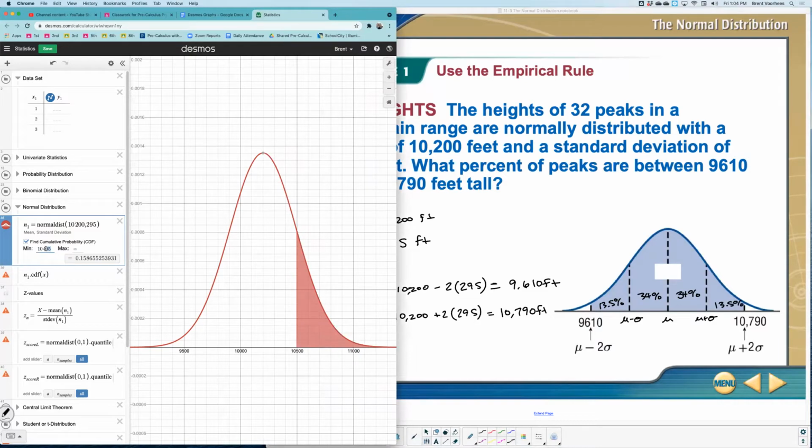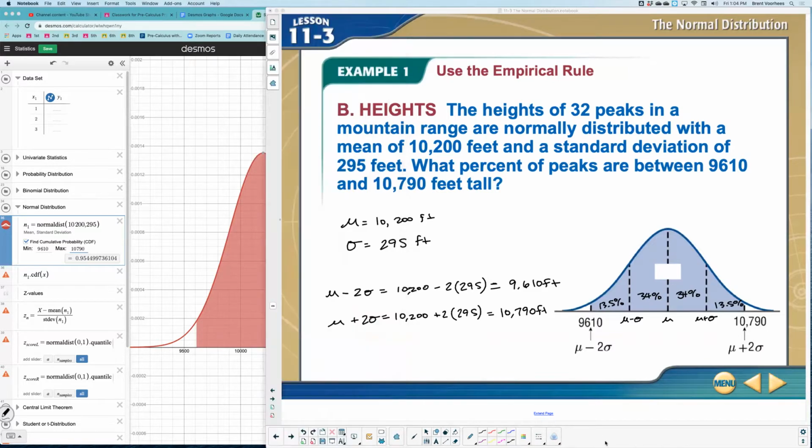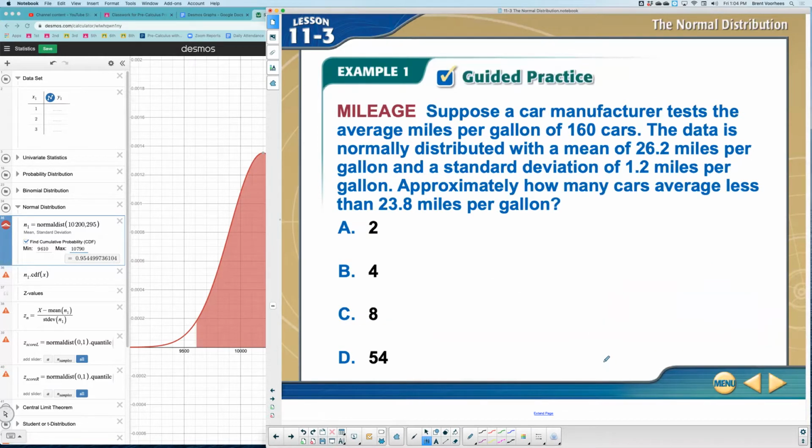Let's see here. We want to go this time from 9,610 feet to 10,790 feet. This is, the calculator says, 95.4% of our data there. Okay, your turn.